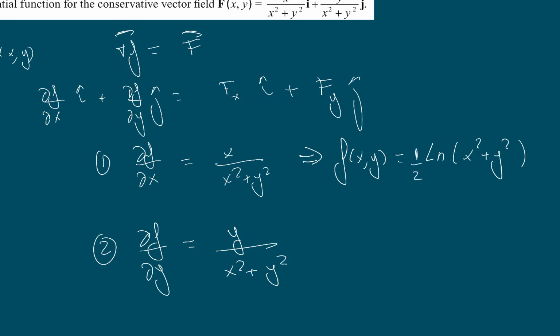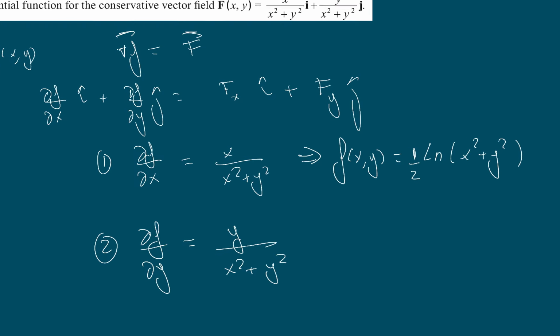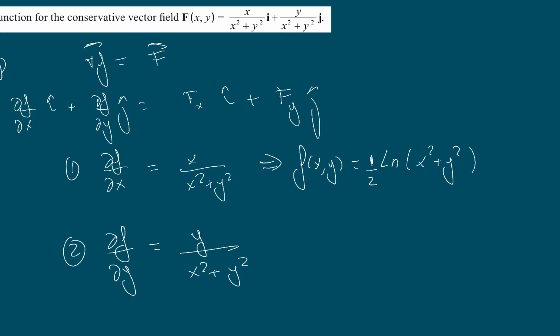So the correct answer is this one. 1/2 of the natural log of x squared plus y squared will give this function. But also, if I add here a function that depends on y, it will also give me this expression, because the partial derivative with respect to x of this expression that depends only on y is 0.